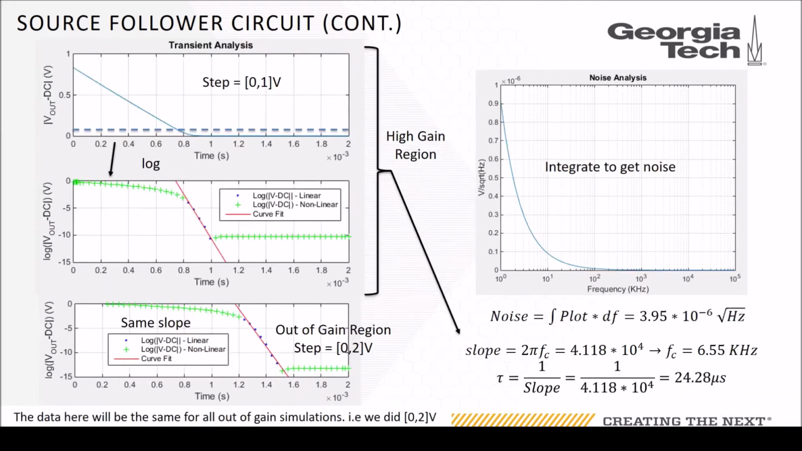So for transient analysis, we input a step response, and then we look at the absolute value of our output voltage minus the bias point, and then take the log of that. And so we can curve fit this linear region to get our slope, which gives us our corner frequency of 6.55 kilohertz and a tau of 24 microseconds. Also something to note: if you increase above the threshold for the amplifier, you'll get the same response at the very bottom, and it will be the same for 0 to 5 or 0 to 10. Basically, it doesn't matter because it's being clipped.